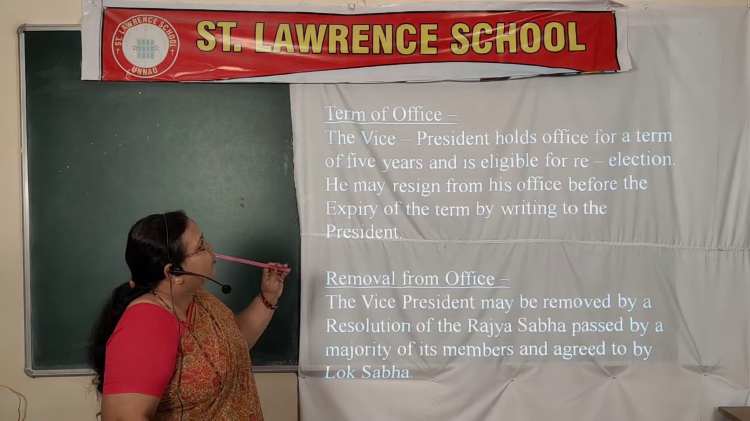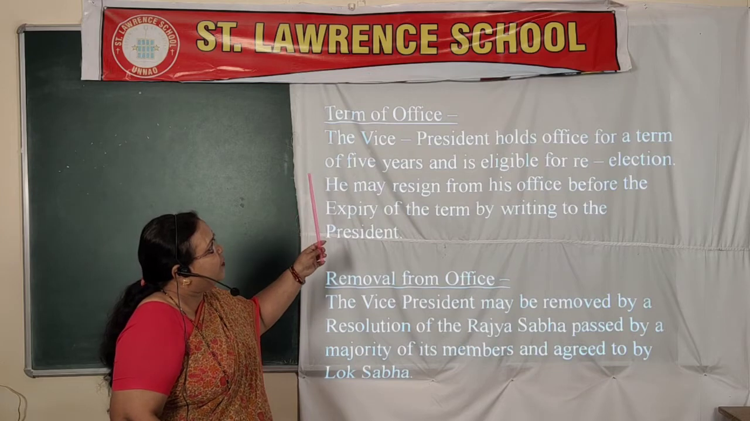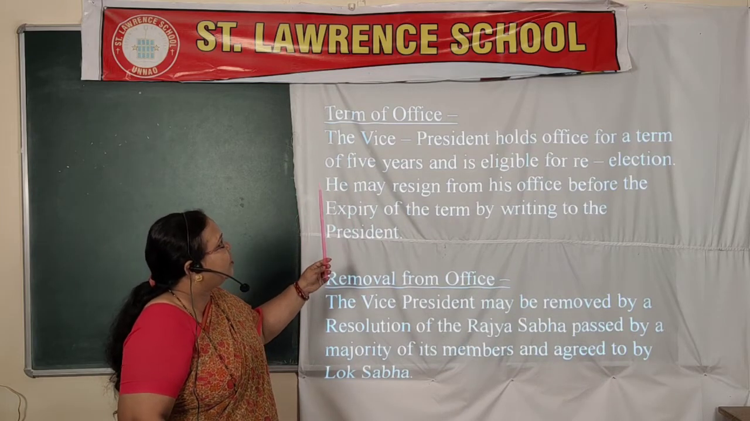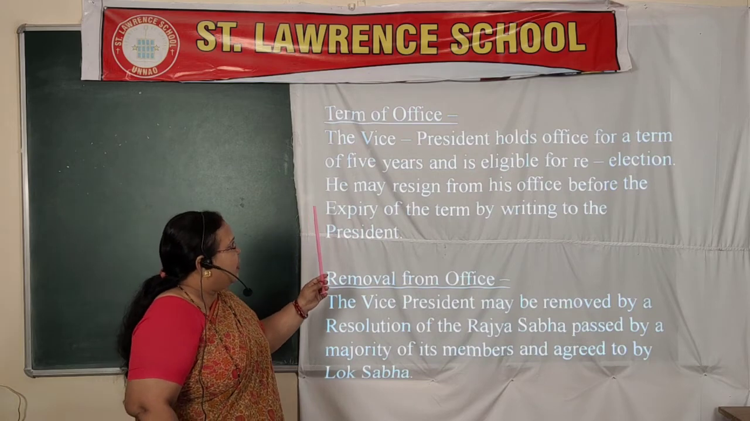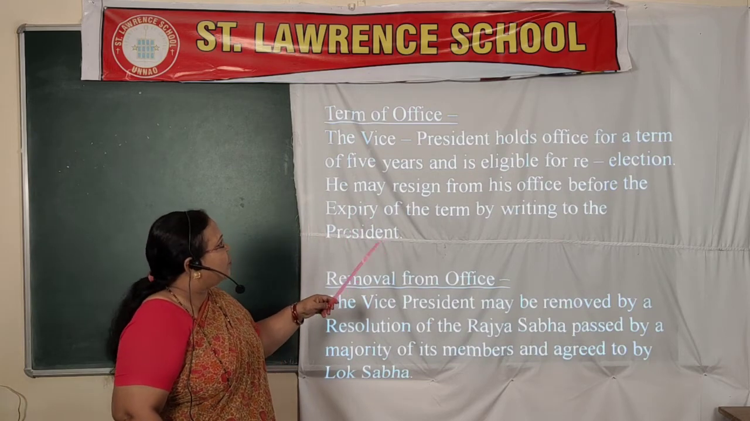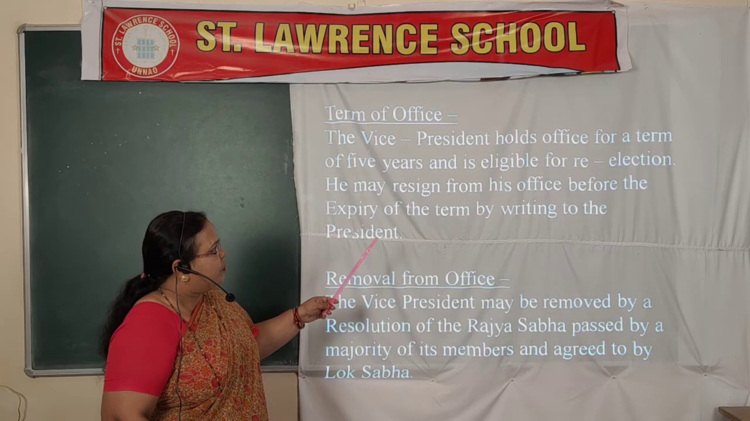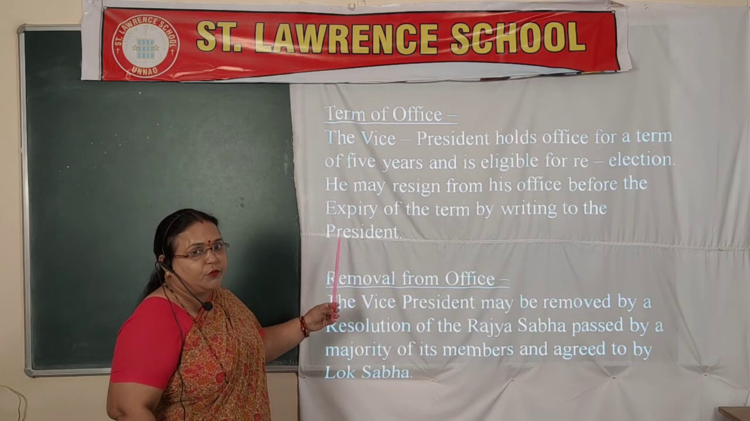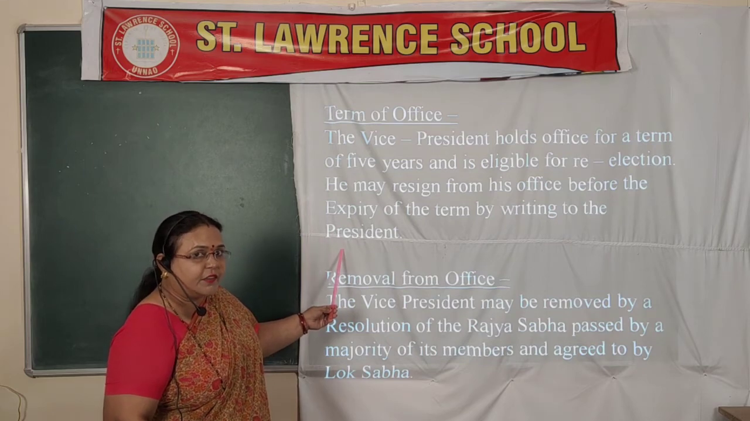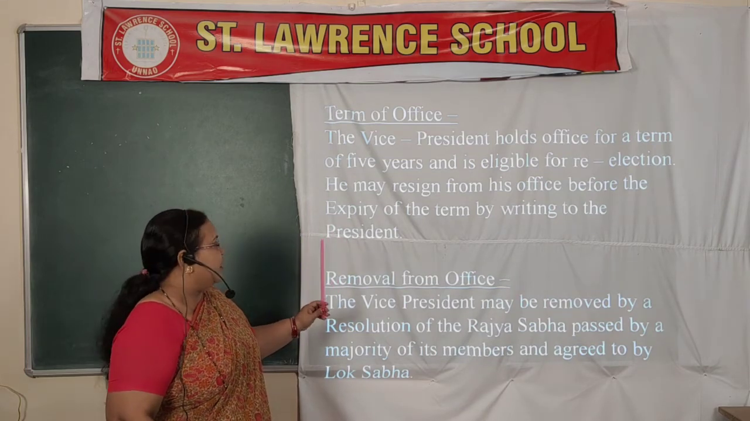Now, what is the term of office of the Vice President? The Vice President holds office for a term of 5 years and is eligible for re-election. He may resign from his office before the expiry of term by writing to the President. If the Vice President wants to resign, he has to submit the resignation letter to the President.